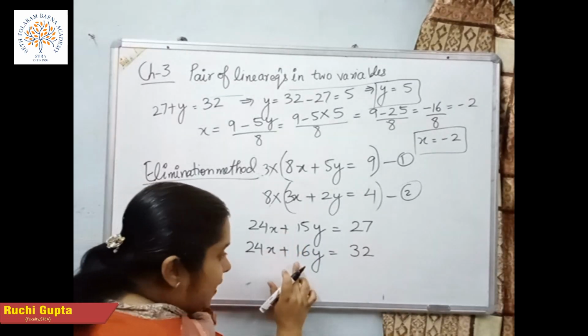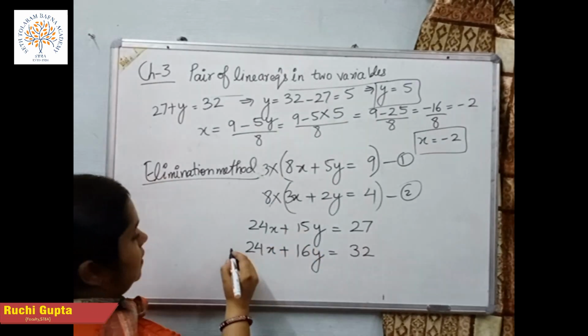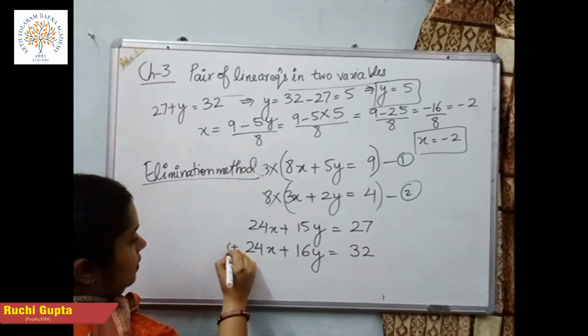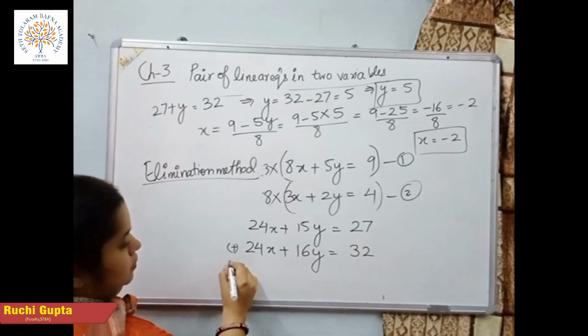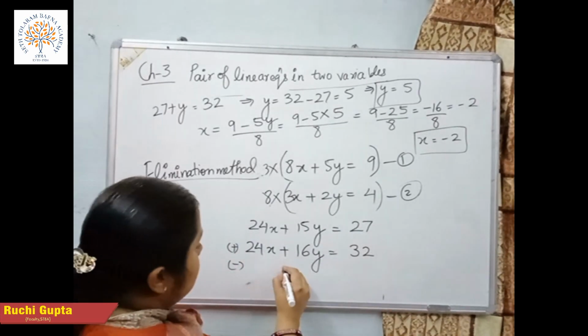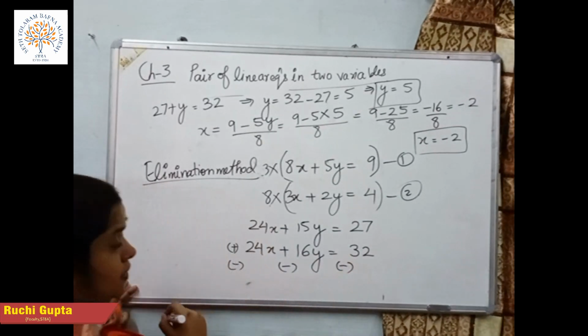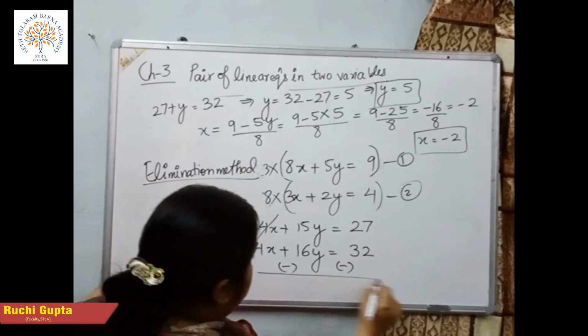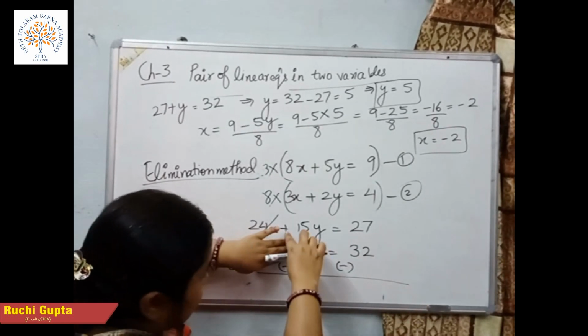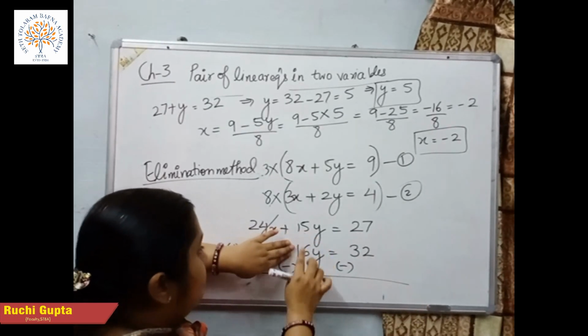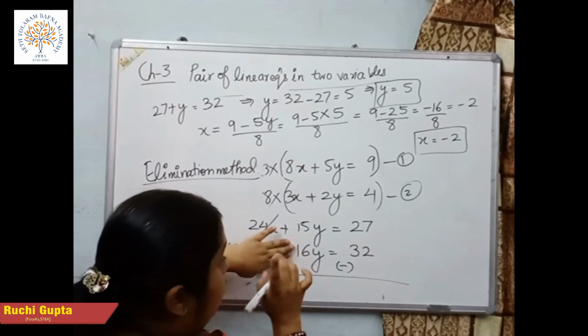So I am subtracting this equation from this. So I am changing the sign. Here we already have a plus sign, so change it into minus. Plus again changes into minus and plus again changes into minus. So these terms cancel. Put your hand here. Plus minus minus. 15 minus 16 is 1.